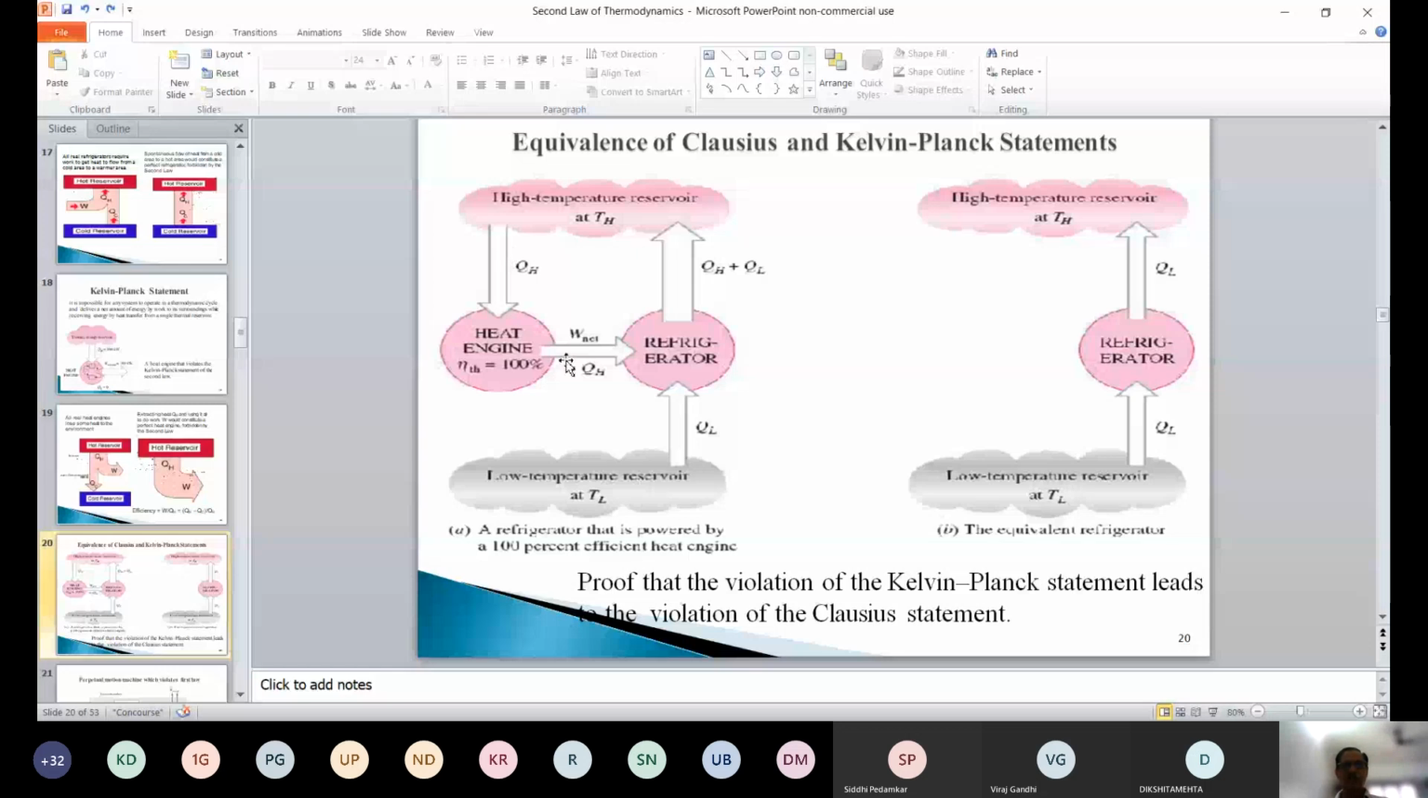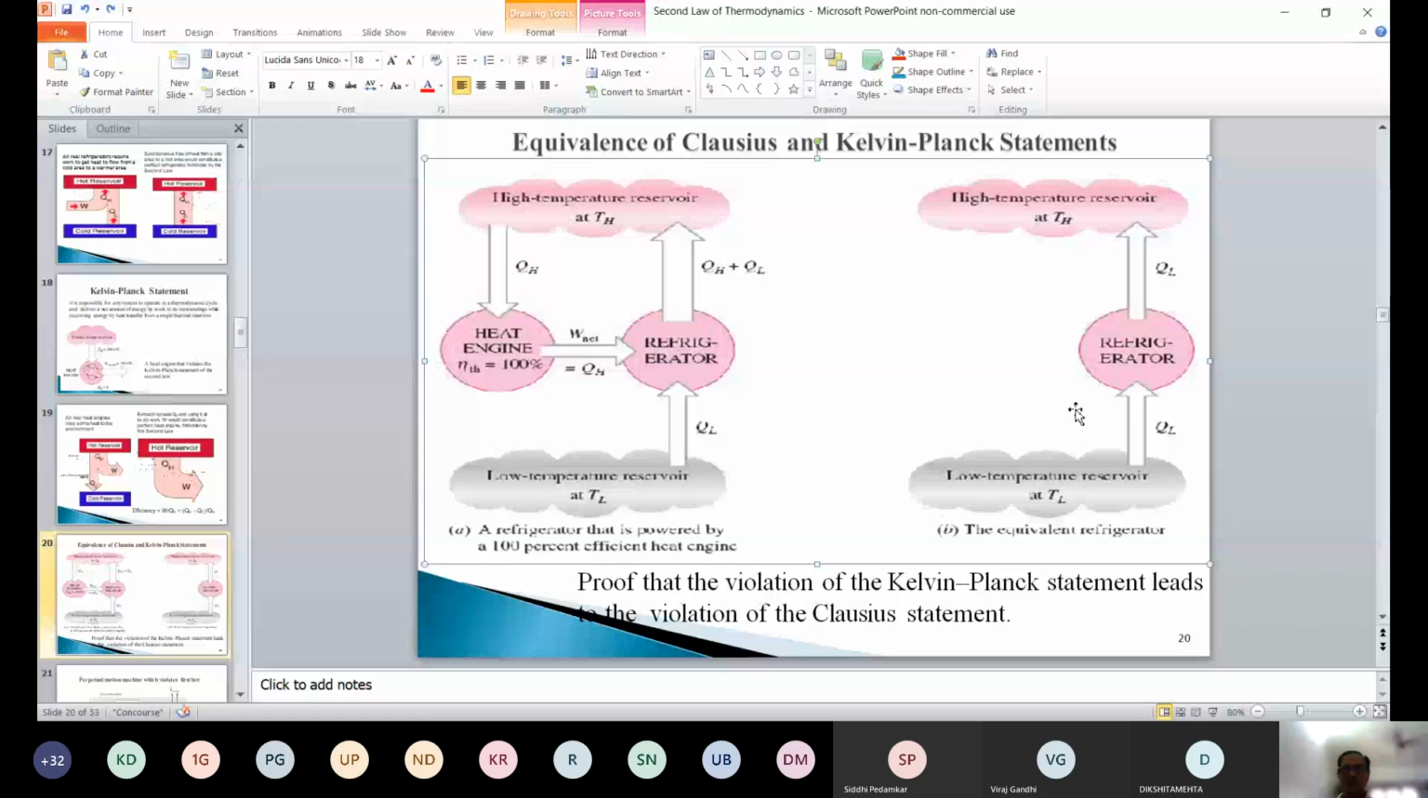And if you put that as input to the refrigerator, that means W net equal to QH is input to the refrigerator. Then in that case, we can pump, say, QL energy from the refrigerator to the high temperature. So QL will be input, and output will be QH plus QL, right? So we can write the equivalent refrigerator as QL being transferred to the high temperature reservoir, where QH cancels. So in this case, this is your Clausius statement violation, arising from the Kelvin-Planck statement violation. That means they are both equivalent statements.